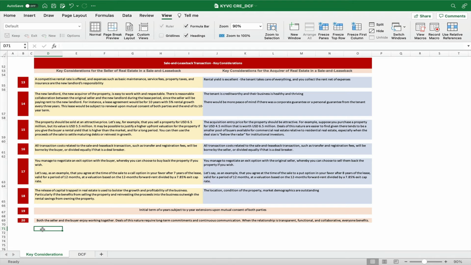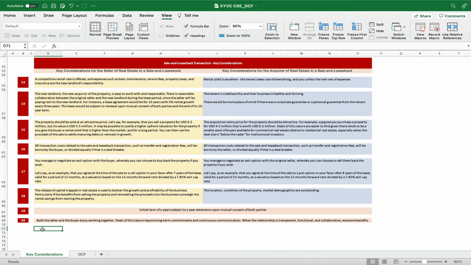On the other side of the table, if you are the acquirer of the real estate, you want the transaction costs related to the sale and leaseback, such as the transfer fees from the existing seller to you and the registration fees, to be borne by the seller. Ideally, that's what you want to happen. And if the seller is really pushing back because they claim they're distressed and the reason they're doing this deal in the first place is so that they could raise money, then you can accept for it to be divided equally, or in extreme cases, if the deal is still attractive, you can bear that cost.